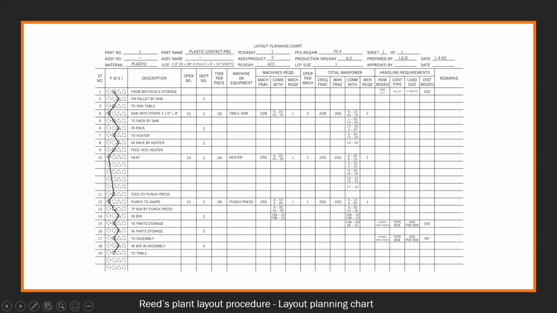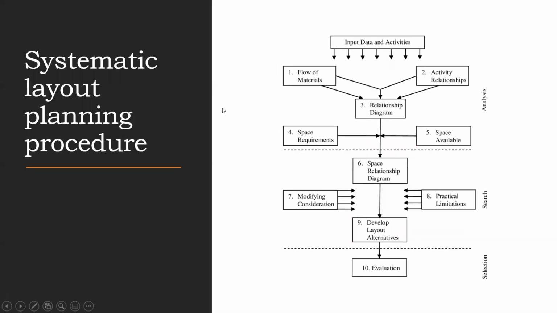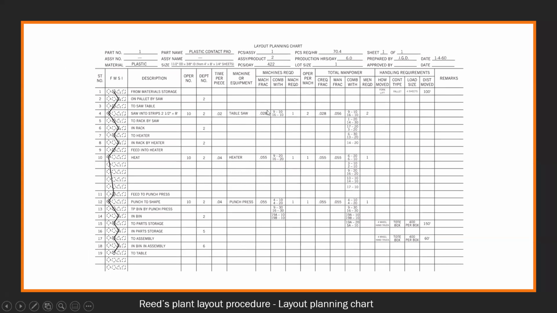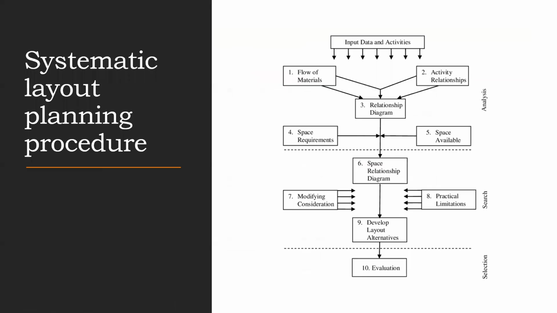So tinitingnan natin yung flow, ina-identify natin yung mga parts, gaano karaming operators yung kailangan, gaano karaming departments, tinitingnan natin yung flow. Ayan, ano yung kailangan machines, machine fraction, utilization, ano yung mga combinations na kailangan, ano yung mga material handling equipments na kailangan. Okay? So ito po yung layout planning chart according kay Reed. Ngayon, the most popular of all the layout procedures ay yung SLP natin or Systematic Layout Planning Procedure. So almost the same, pinagsama-sama yung mga other concepts.